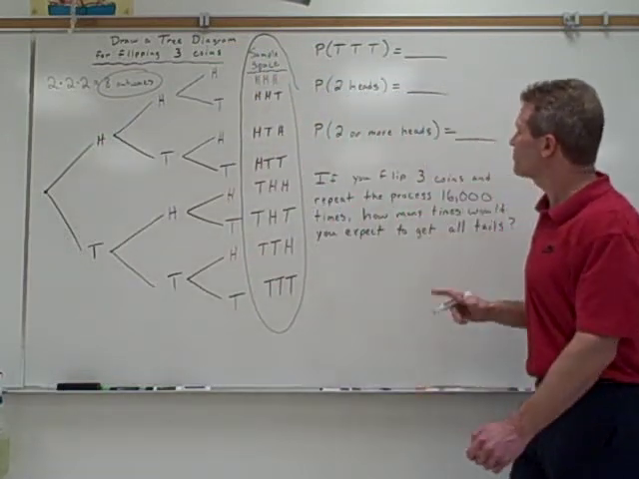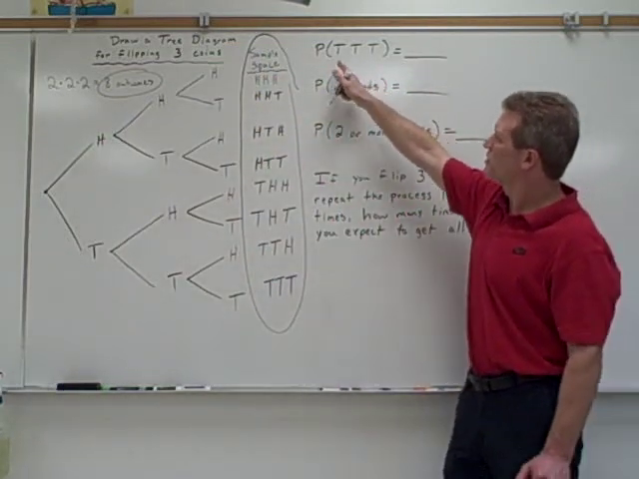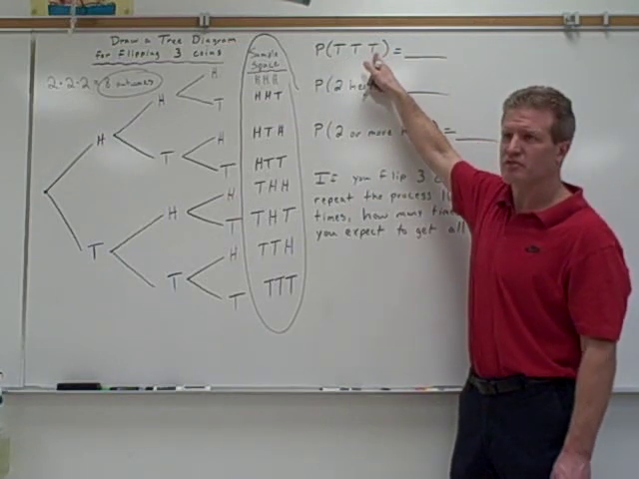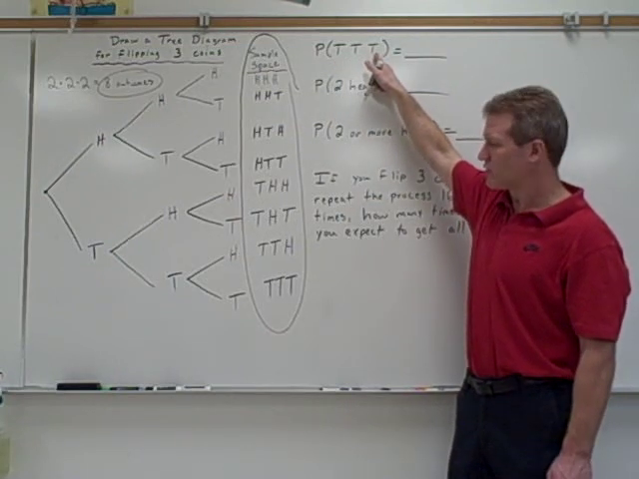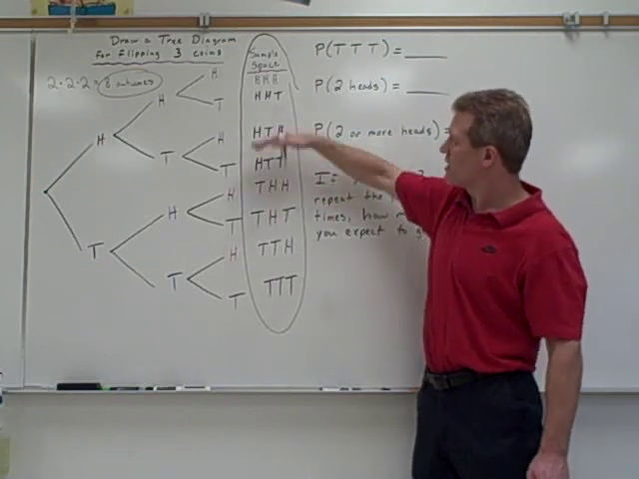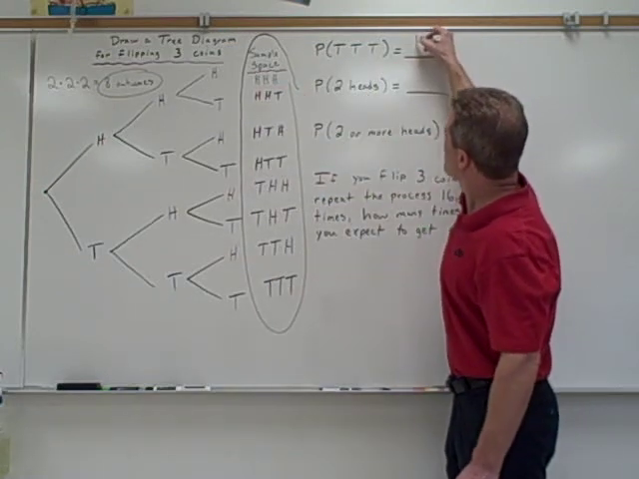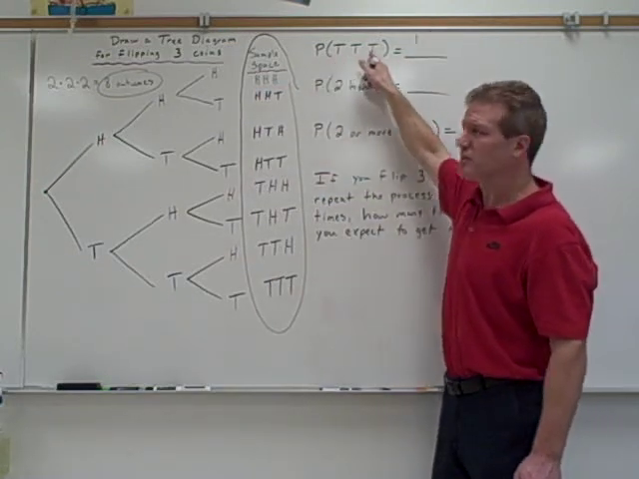There's 8 of them. So, what is the probability of getting tails, tails, tails? 1. Right. There's only one way to get that out of 8 possibilities. So the probability, that's what the P means. Tails, tails, tails, it's 1 out of 8.